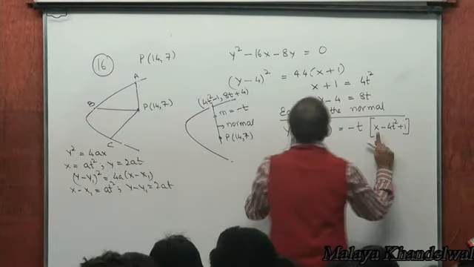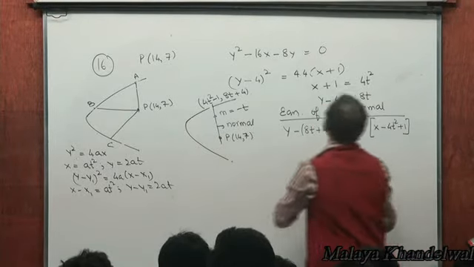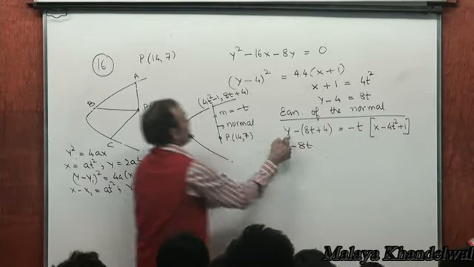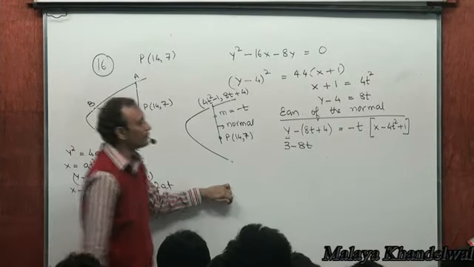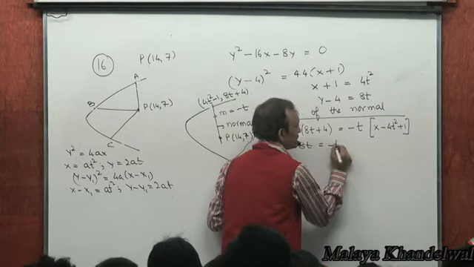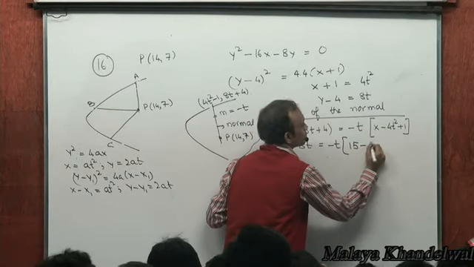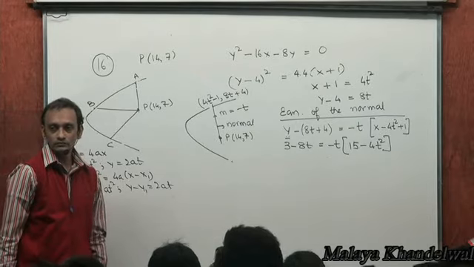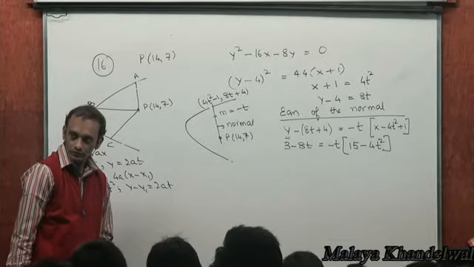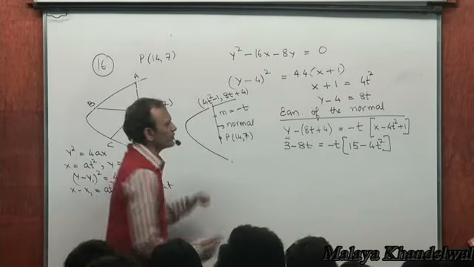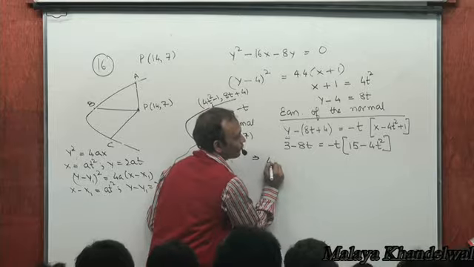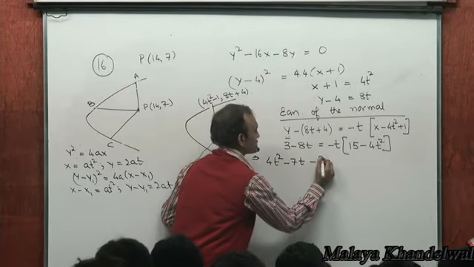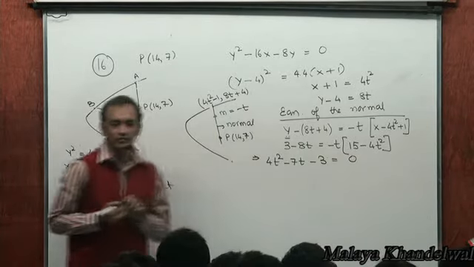Okay. So this normal passes through (14, 7). So this becomes 3 minus 8t. Put y equal to 7. So 3 minus 8t equals minus t into (15 minus 4t squared). Put x equal to 14. Right now? So we need to solve for t. So this gives us 4t cubed minus 7t minus 3 equal to 0. I need to solve for t from this.